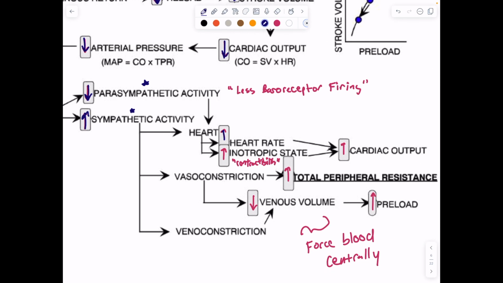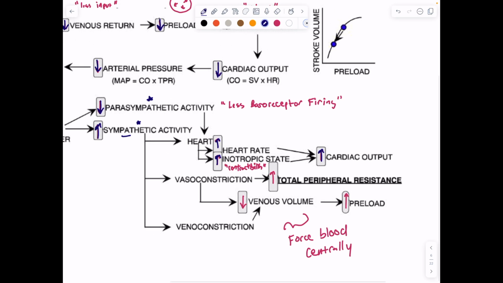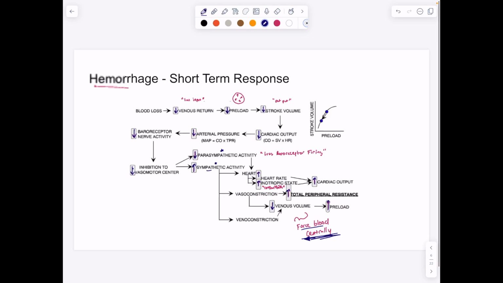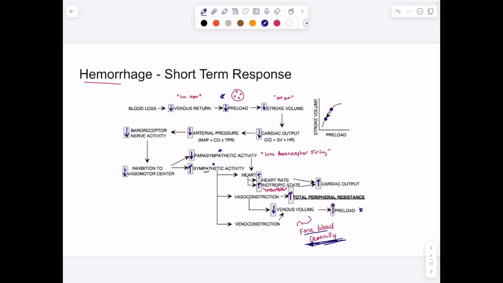Sympathetic activity we know is going to increase heart rate based on the previous slide. It's going to increase contractility, aka inotropic state, and the result is you're going to have an increase in cardiac output due to this increase in sympathetic activity. We also know in the vessels that the norepinephrine neurotransmitter is going to act to increase total peripheral resistance by causing contraction. If you have increased total peripheral resistance, right, more vasoconstriction, you're going to get less venous volume in the rest of your extremities, and so the result of this is you're going to force blood to go back centrally to the heart, and that will increase the preload. And so the idea is we went from decreased preload to increased preload with more sympathetic activity.